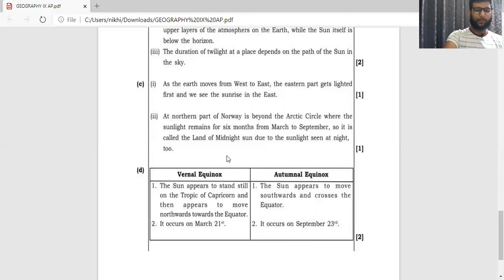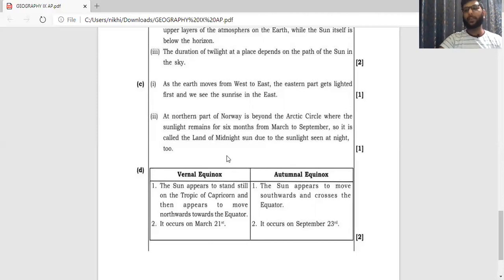All right, children, let's come to the next question. Differentiate between the vernal equinox and autumnal equinox. That's another 2-mark question. So first, the sun appears to stand still on the Tropic of Capricorn and then appears to move northwards towards the equator. When I say the sun appears to stand still on the Tropic of Capricorn, we're talking about the southern hemisphere, and then it appears to move northwards towards the equator.